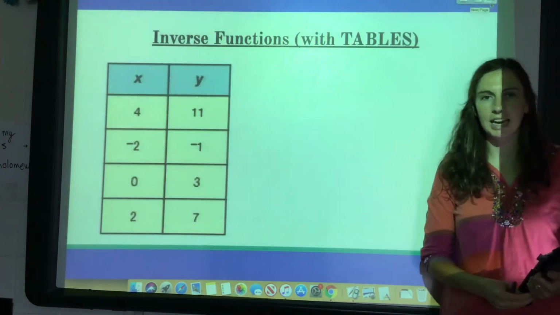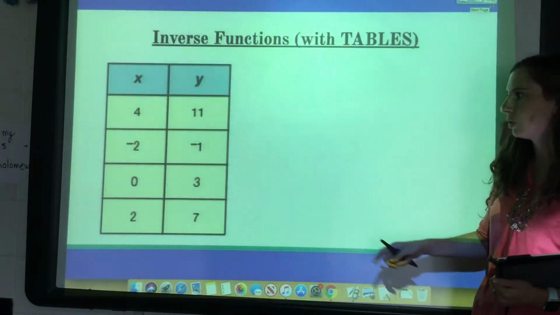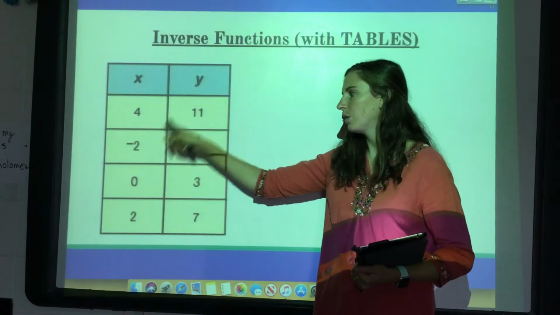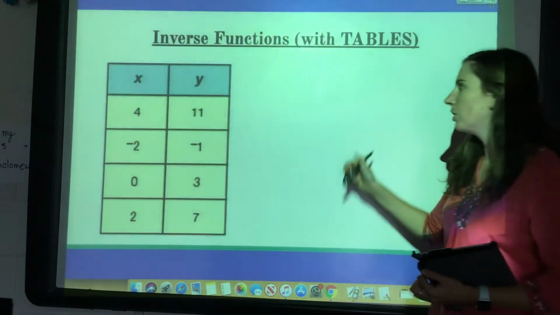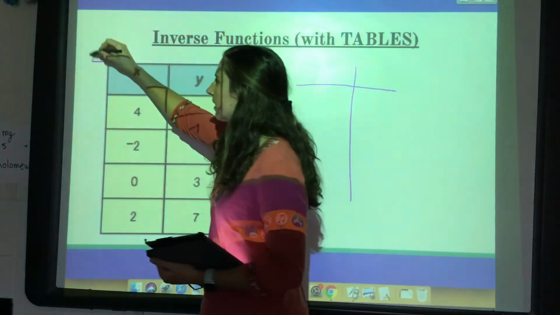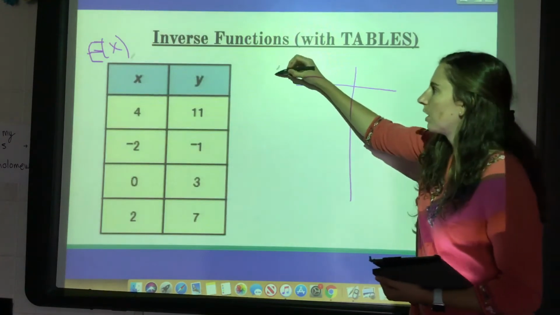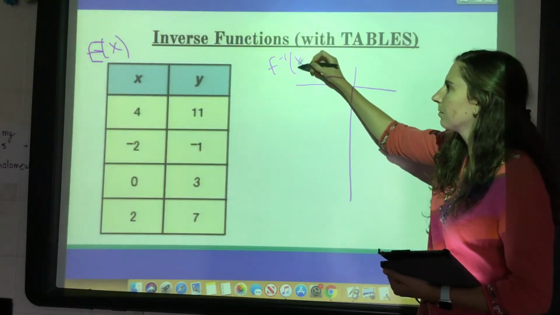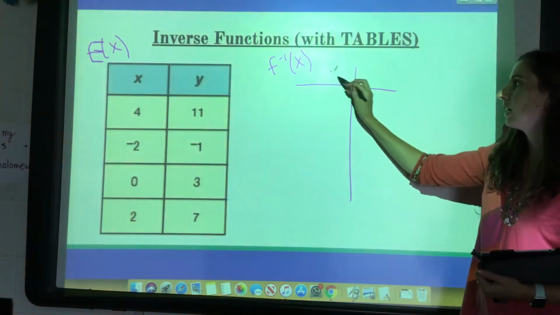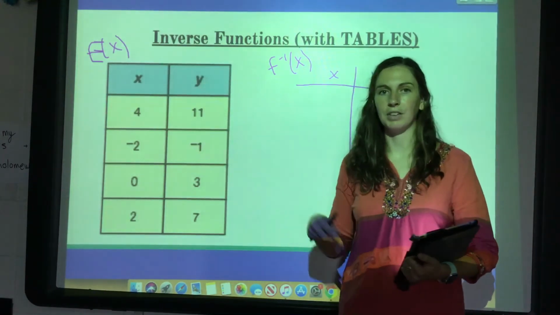So we're going to start by looking at tables, because honestly this is probably the easiest one. If I have a table that looks like this, here is my function. I have x values and y values, and if I want to know the inverse table, so let's say that this is f of x, this is going to be f inverse. All I have to do for my inverse table here is flip the x and y values.